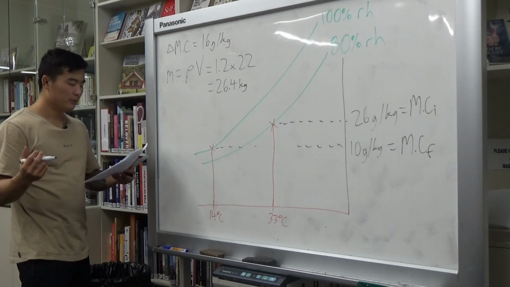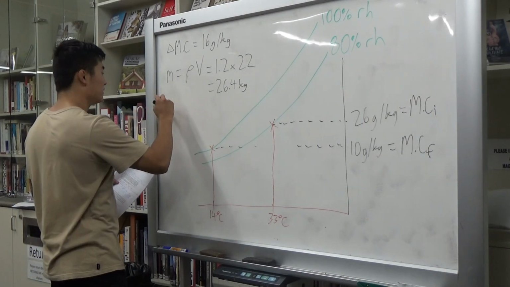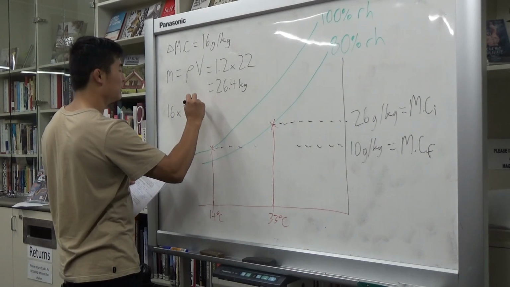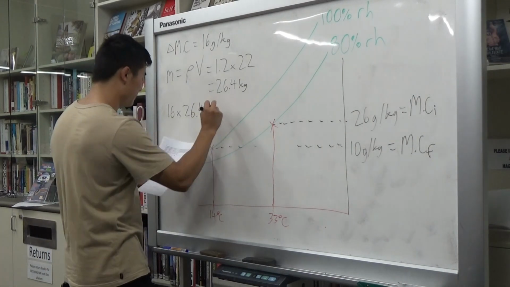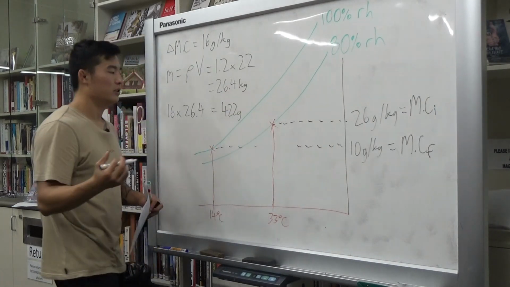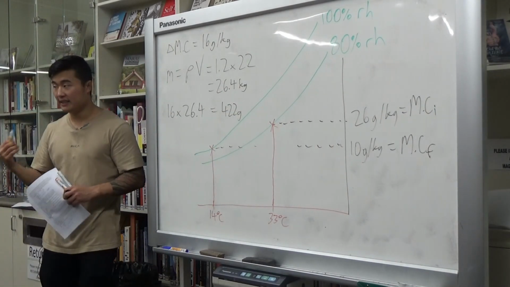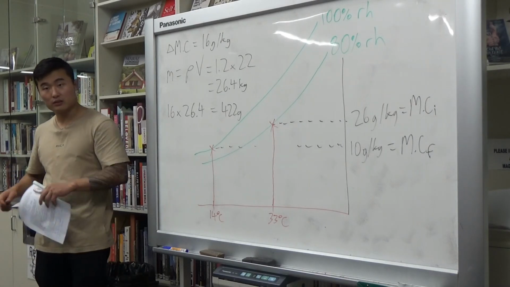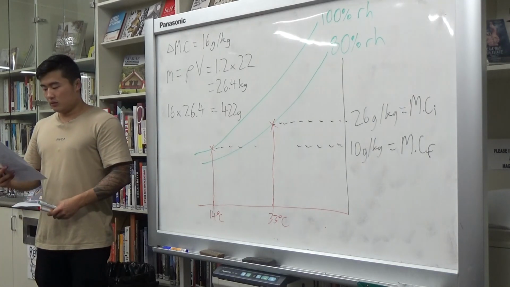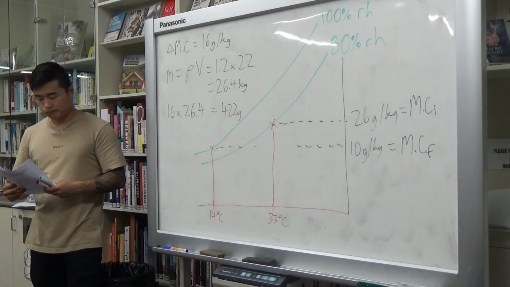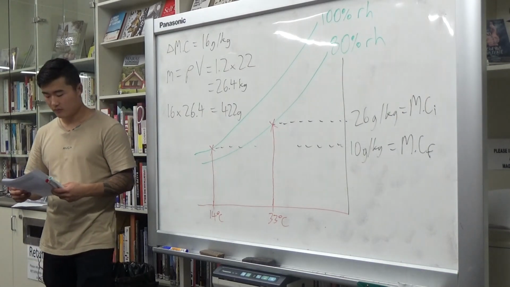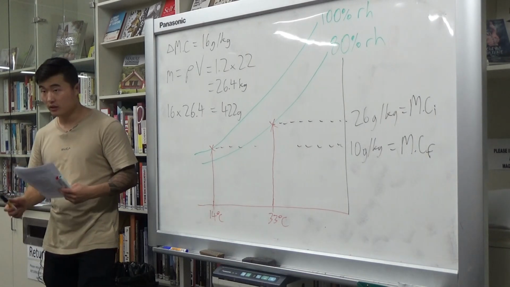And so we're just going to multiply 16 by the kilograms of air, by the amount of air. So that's going to be 422 grams of water that has condensed. Okay.